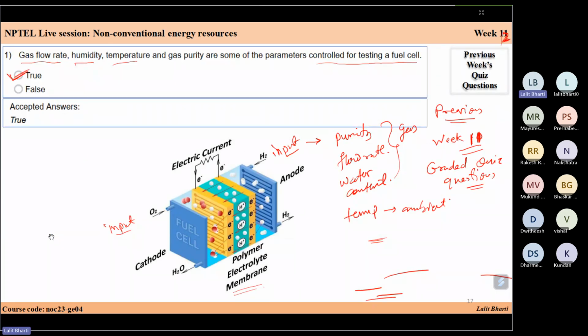Then we have a few more questions. So let us take a break of 10 minutes. It is 7:55, so we will start the discussion at 8:05. Two questions are left.